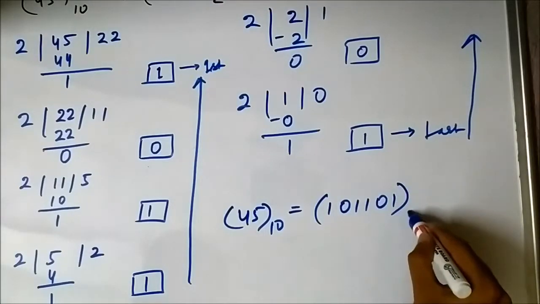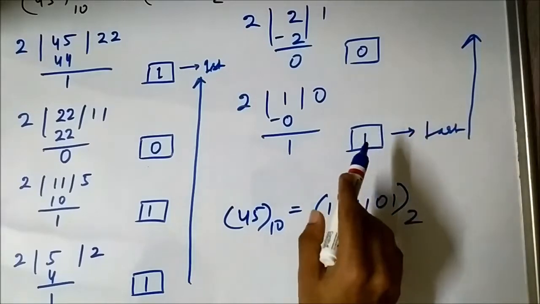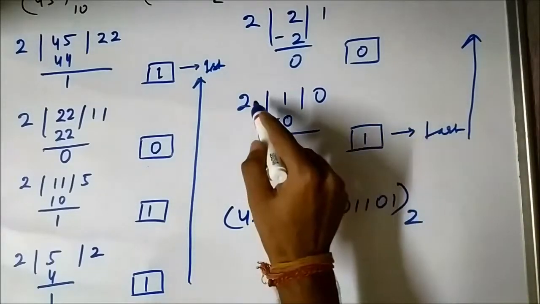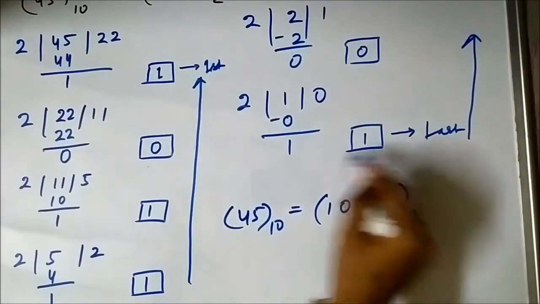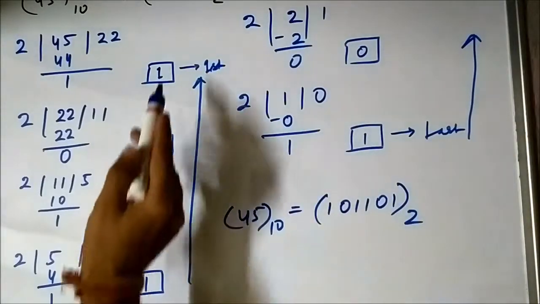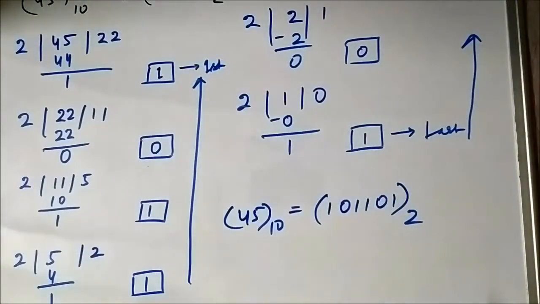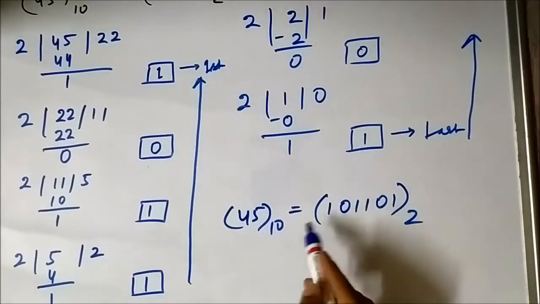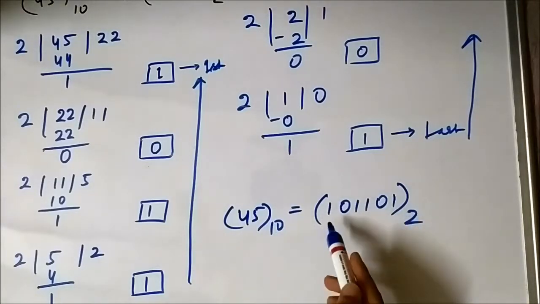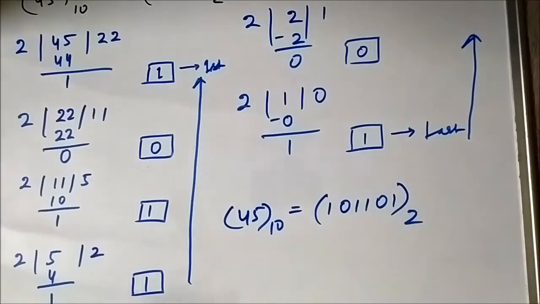Always proceed from the remainder of the last division by 2 up to the first remainder, that is the correct order. So the decimal number 45 in binary form is 101101.